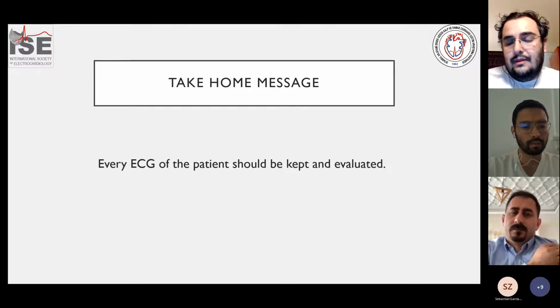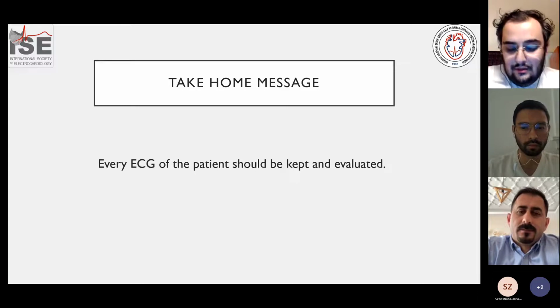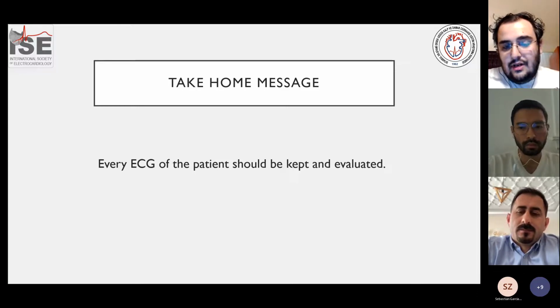Take-home message of these two scenarios is that every ECG of non-ST segment elevation myocardial infarction patients should be kept and evaluated carefully.